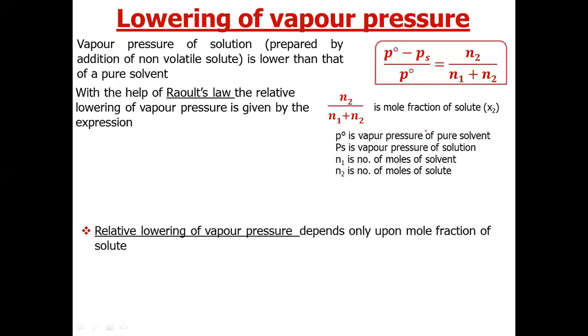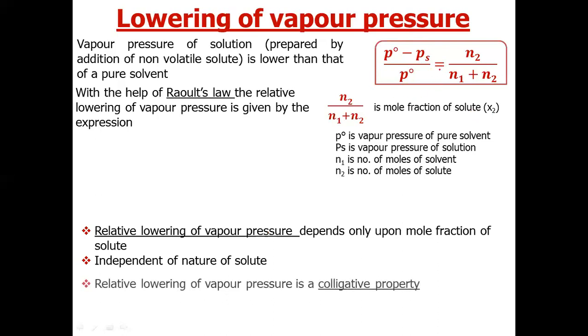So we can say that relative lowering of vapor pressure is a colligative property, and it is independent of the solute, be it urea, sugar, or any other non-volatile, non-electrolytic solute. If X2 is the same, then P naught minus Ps by P naught will remain the same.